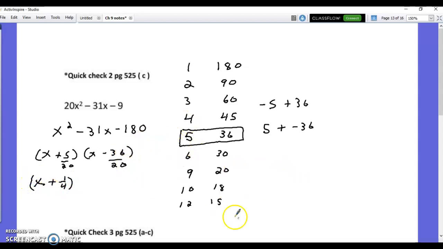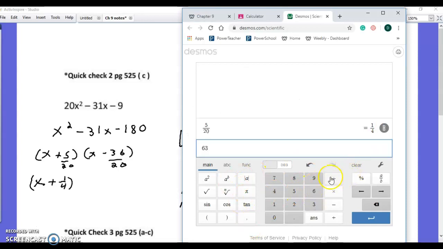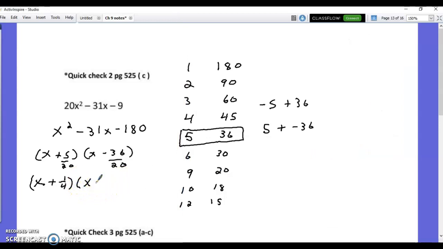And then 36 over 20 I have to do too. So again, we're going to use our handy calculator to do that. So 36, oops, that's not right. Go back. 36 over 20, and I want to see what that is. That's 9 over 5. So that would be x minus 9/5. Now that we have that reduced, we take our denominator and put it with the x, leave the numerator. So my final answer for this is going to be 4x plus 1, and then 5x minus 9.